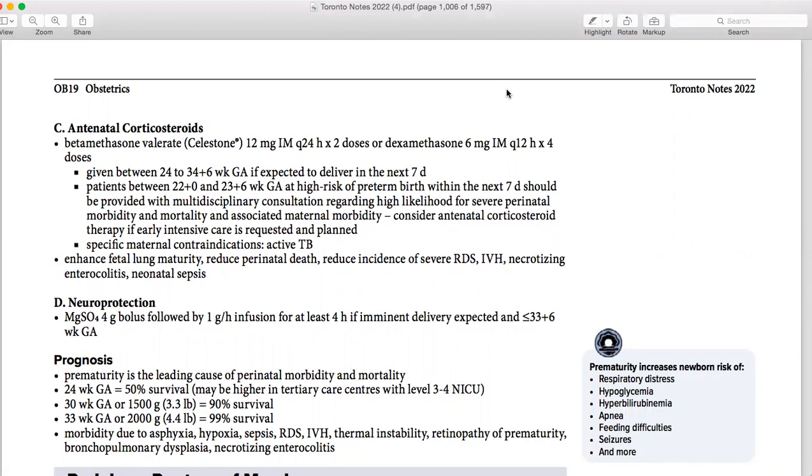So first-line treatment for trichomoniasis is oral metronidazole or tinidazole.